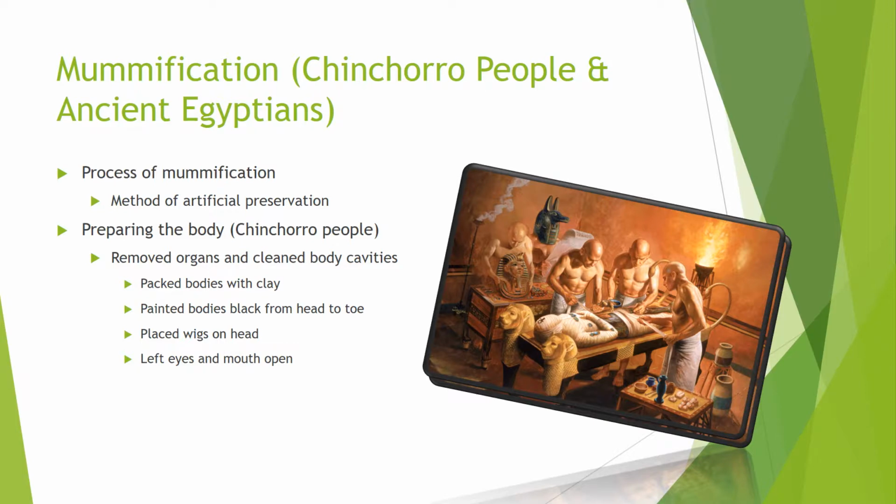Mummification is the next burial method we chose to do, and this includes the Chinchorro people and ancient Egyptians. Mummification is just the method of artificial preservation. Preparing the body was different between the Chinchorro people and ancient Egyptians. With the Chinchorro people, they removed the organs and cleaned the body cavities, and as they cleaned the body cavities, they packed these bodies with clay. They painted the bodies black from head to toe, and they even placed wigs on their heads. And what was really interesting was that they left the eyes and mouth open.